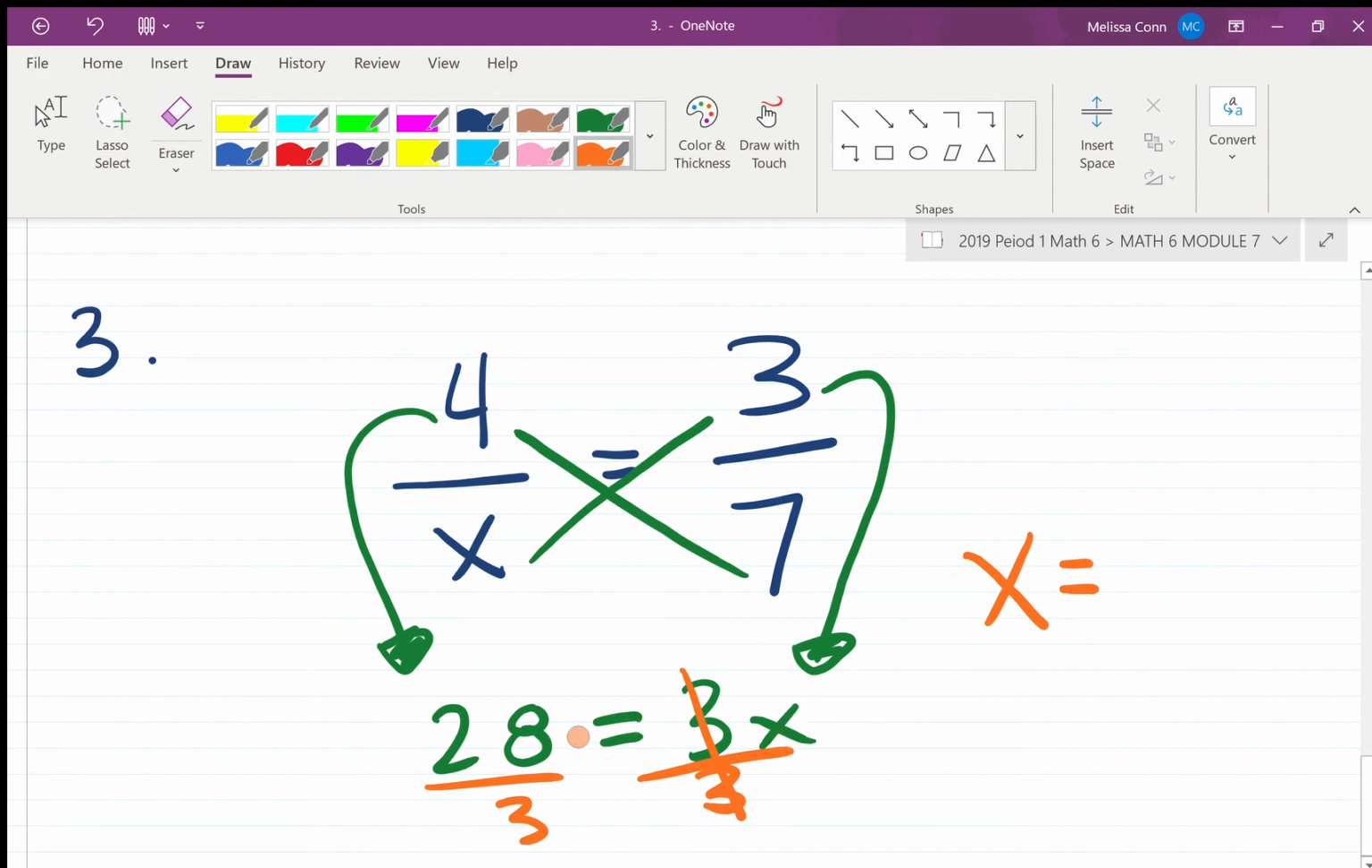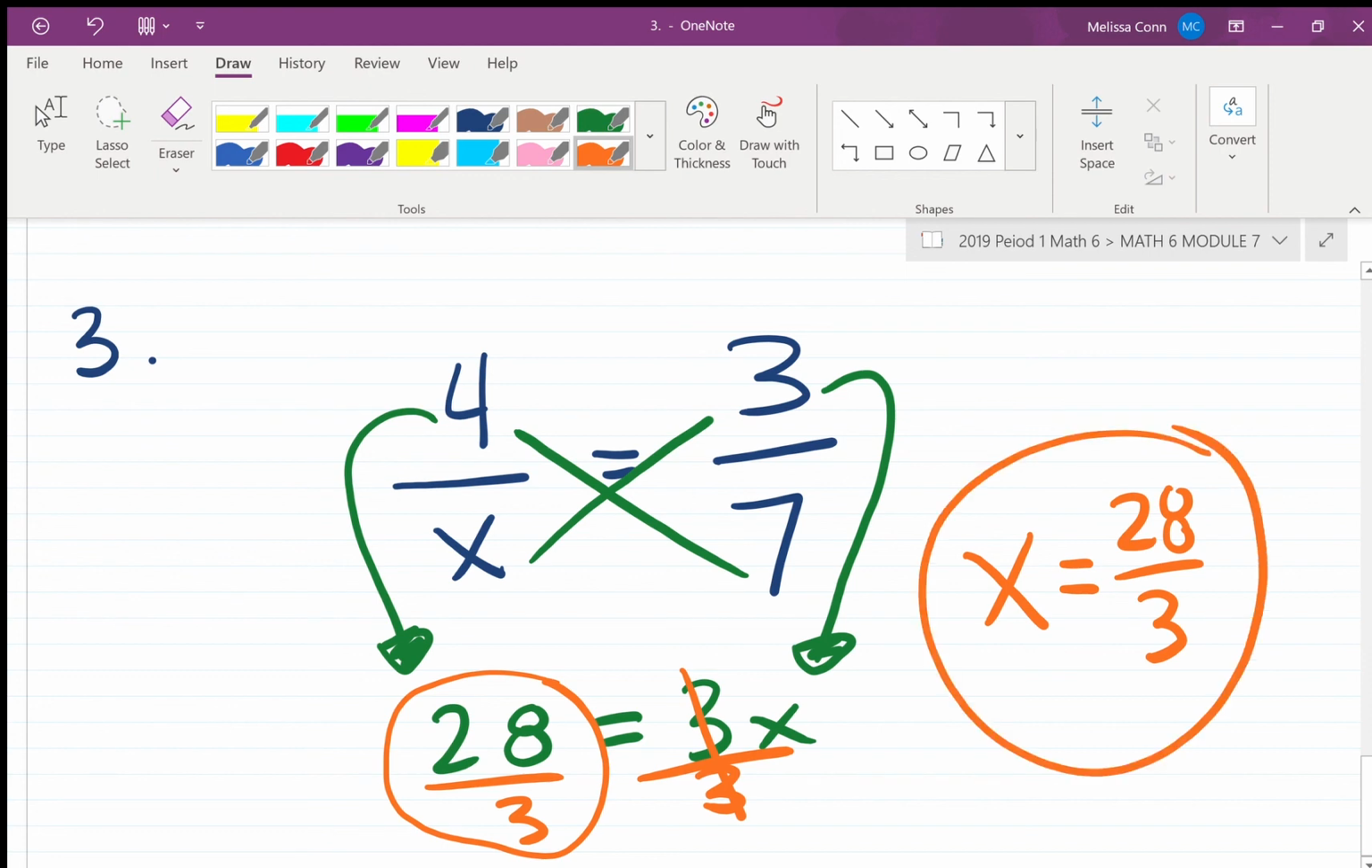X equals. Well, look over here. This is called a fraction answer because it's not perfect. And we take a look at that answer, 28 over 3, and we decide, could we simplify it? And we cannot, so that's my answer. It is improper. Leave it, 28 over 3. This is your video lesson on solving proportions algebra style.